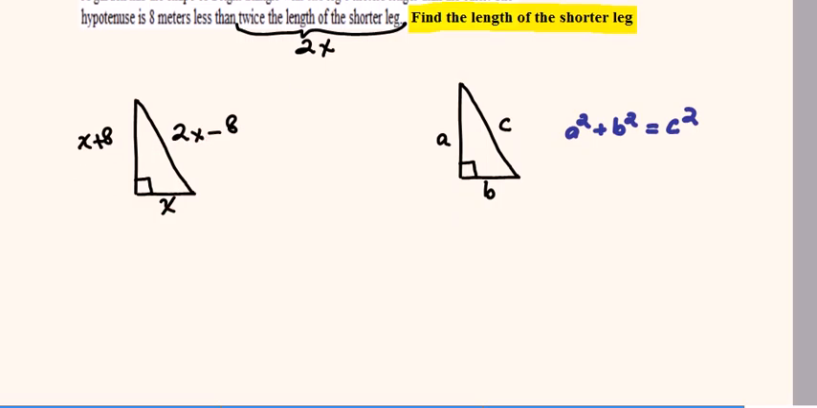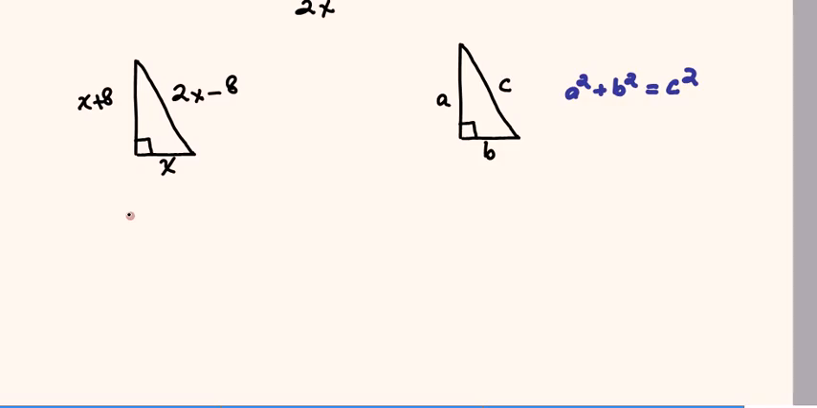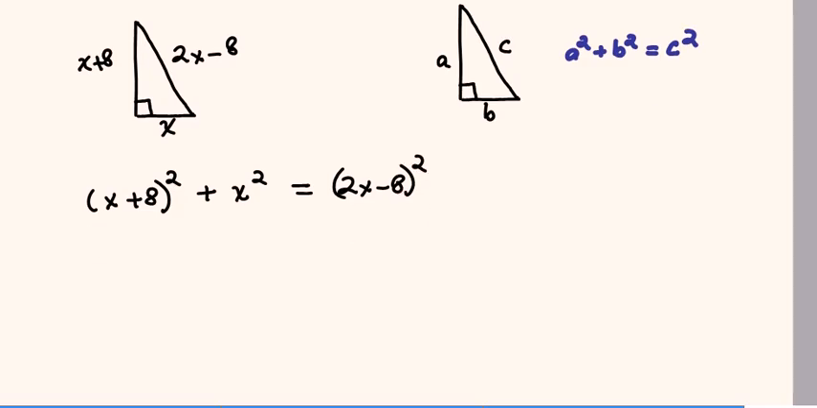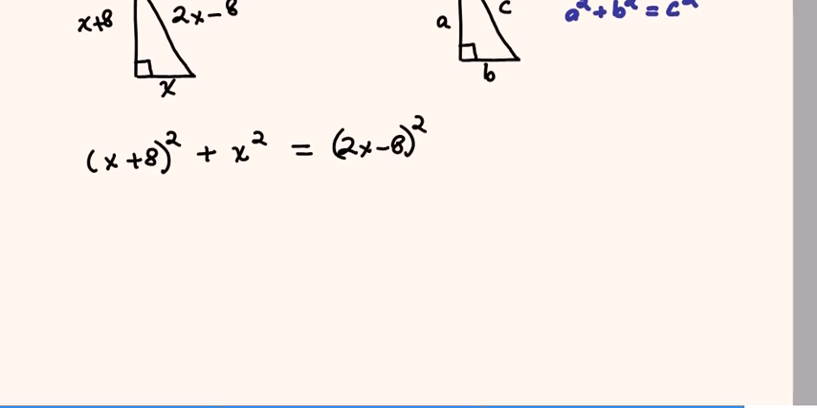So now we can apply the Pythagorean theorem, which tells us that this leg squared plus this leg squared is equal to the hypotenuse squared. So that will look like this: (x plus 8) squared plus x squared is equal to (2x minus 8) squared. Well, now we just have to multiply all this stuff out.